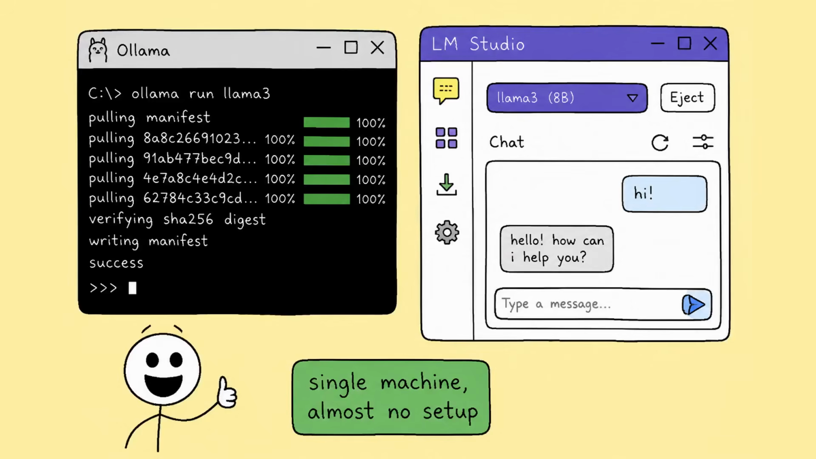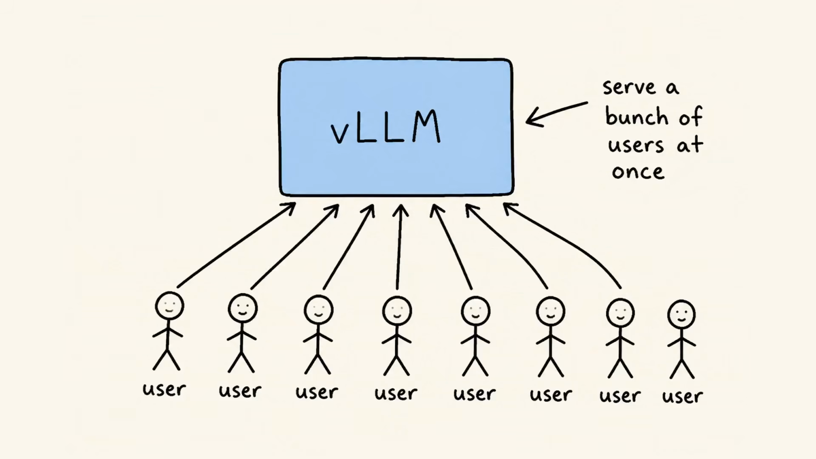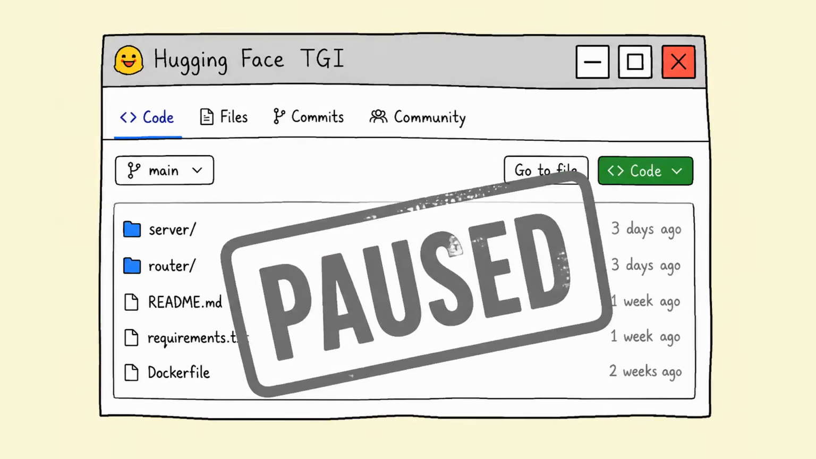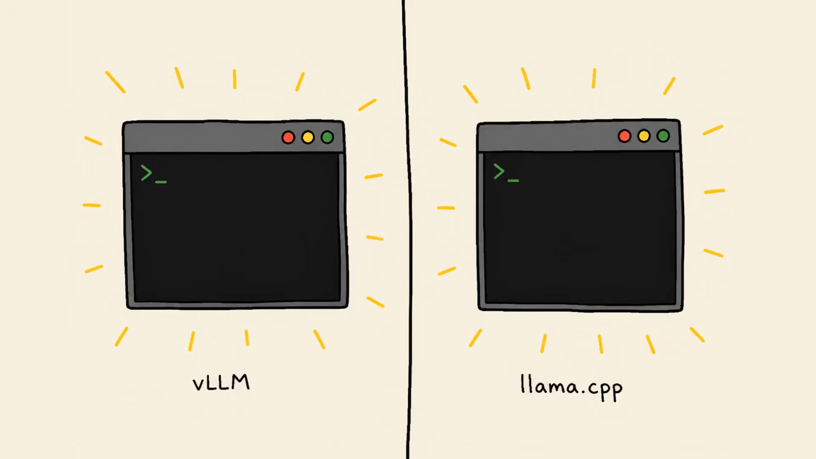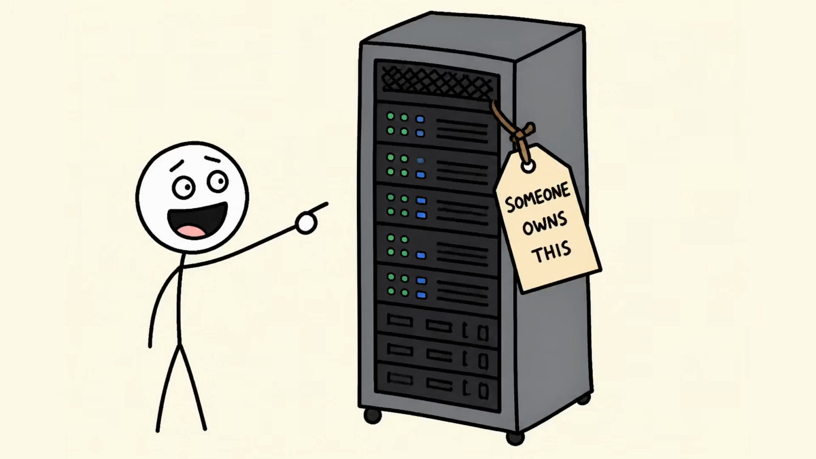You've got Ollama and LM Studio for running models on a single machine with almost no setup, Open WebUI if you want a clean chat front end over your own model, and vLLM when you need to actually serve a bunch of users at once. The ecosystem even consolidated. Hugging Face's TGI went into maintenance mode, so the production choice now is basically vLLM and llama.cpp. So friction's way down. But look, easy to start is not free to operate.